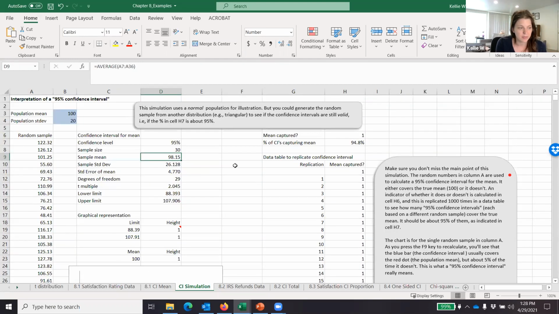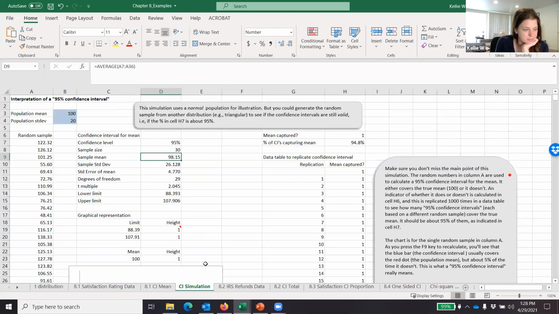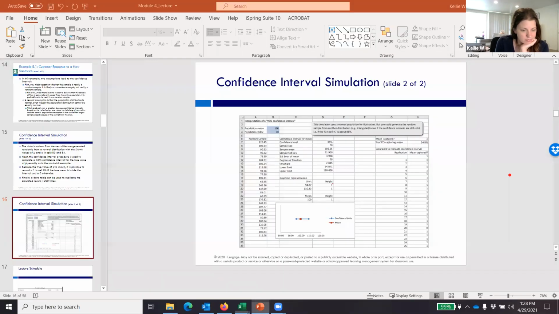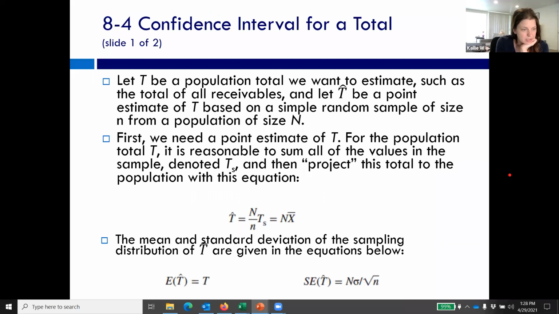This is kind of fun. You can play with it on your own. It's included in the files for you to look at. Okay, I'm actually going to keep going for a little bit.